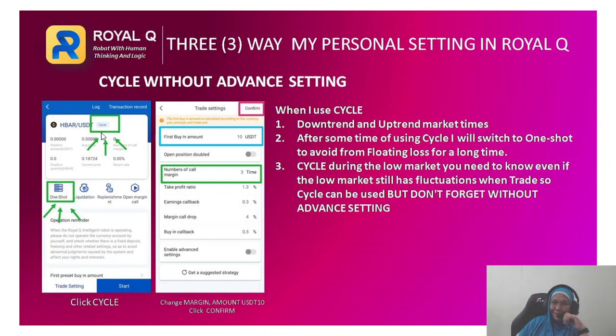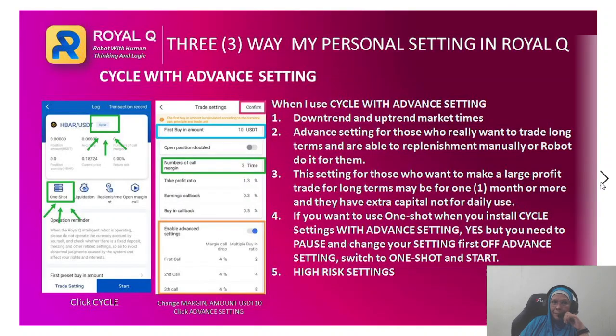Now we go to cycle with advanced setting. This is very, very important, you have to know. I use cycle with advanced setting in downtrend and also uptrend market times. Advanced setting is for those who really want to trade long term and are able to replenish manually, or the robot will do it for them.